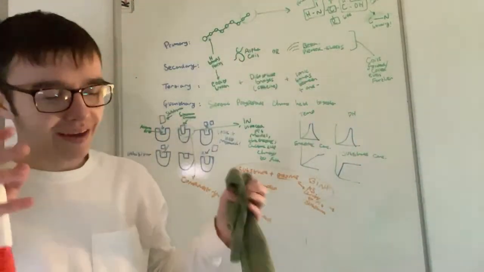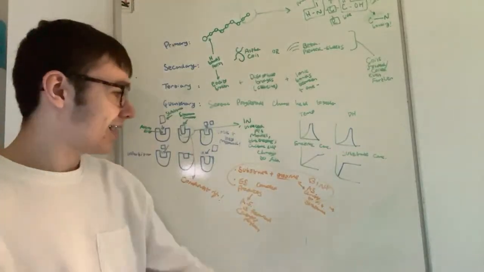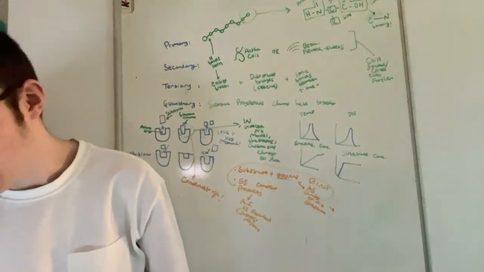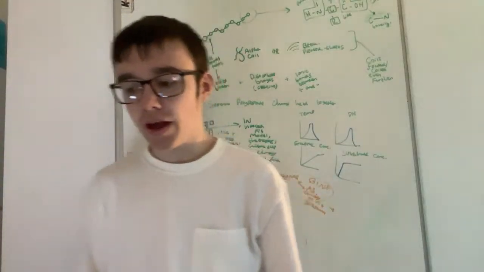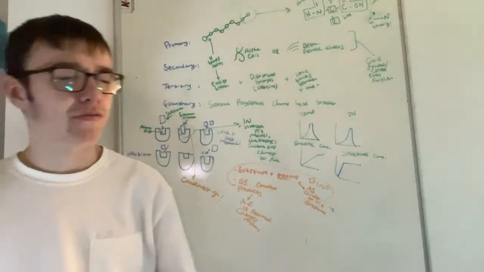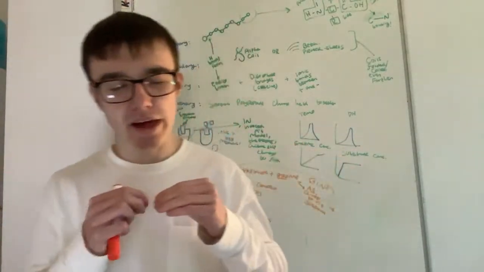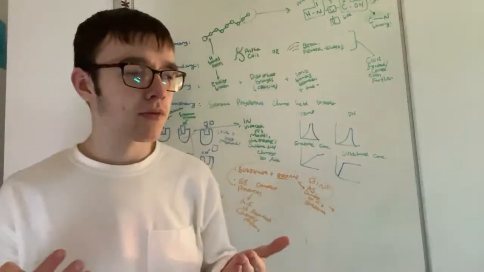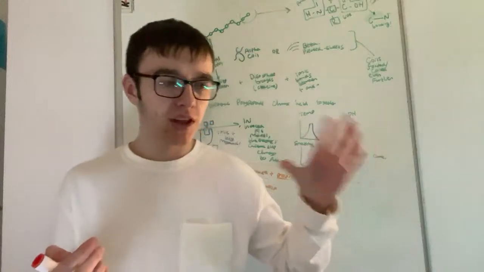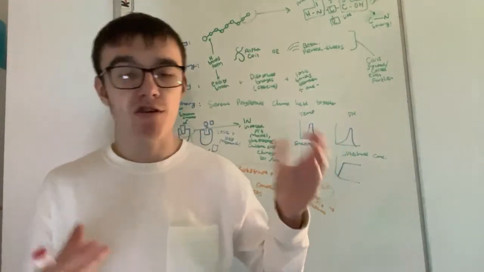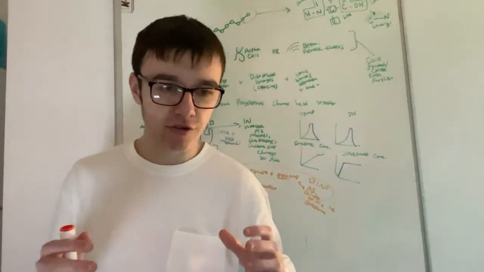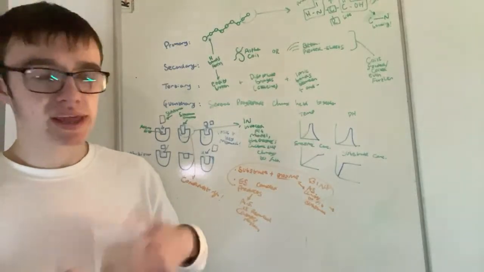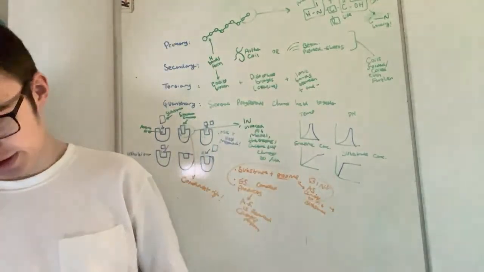I completely forgot what the question was, actually. Let me read it again. The induced fit model and how an enzyme acts as a catalyst. So the enzyme and the substrate bind together to form an enzyme substrate complex. The enzyme then changes shape slightly so that it is complementary with the substrate, and this reduces the activation energy needed to catalyze a reaction.